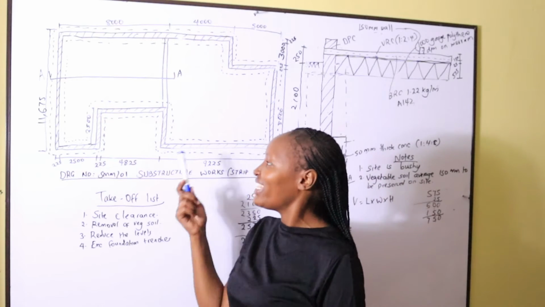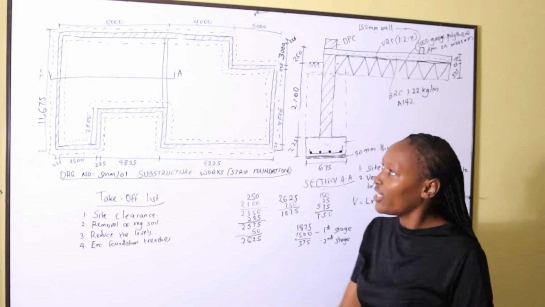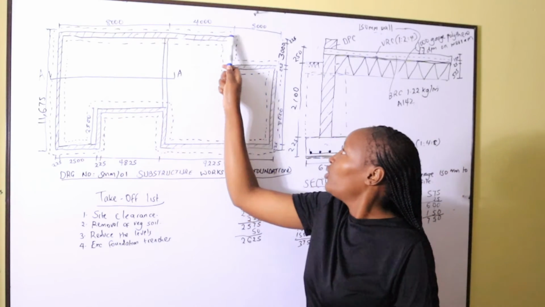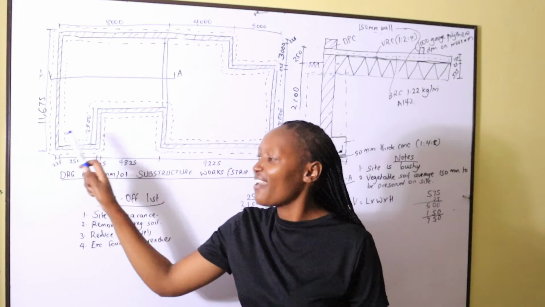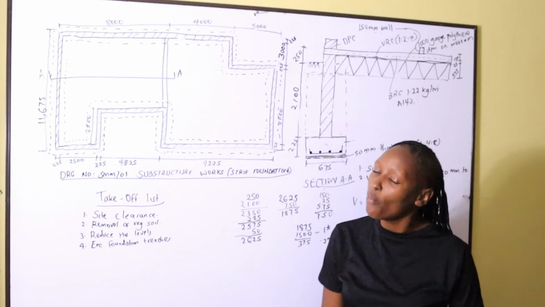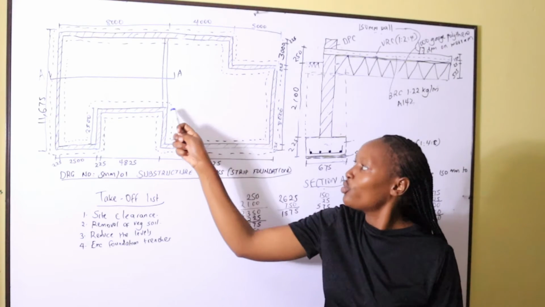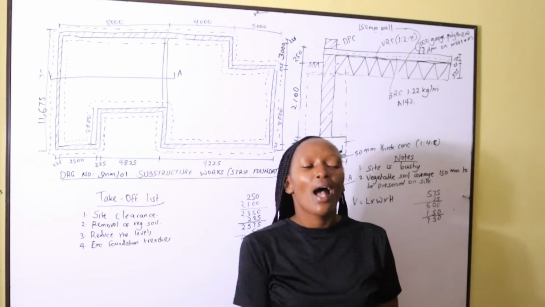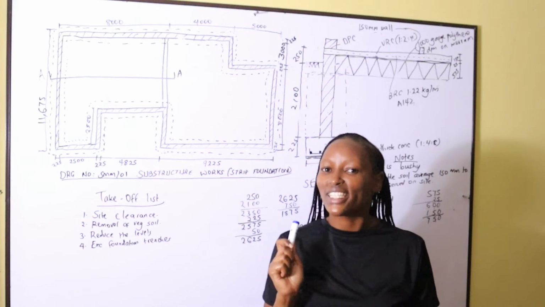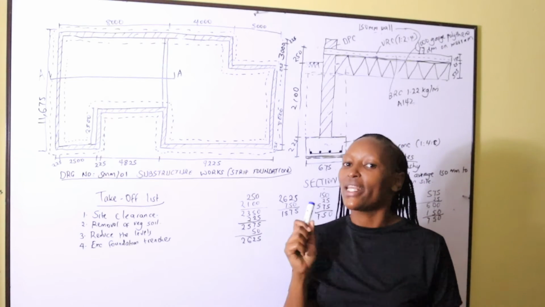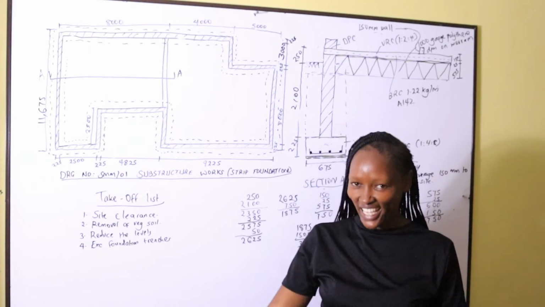For example, in this building, how many external corners do we have? Okay, we have 1, 2, 3, 4, 5, 6, 7 external corners. How many internal corners do we have? We have 1, 2, 3. So how many corners do we have in this building? We have 7 external corners minus 3 internal corners. So we have 4 corners in this building.